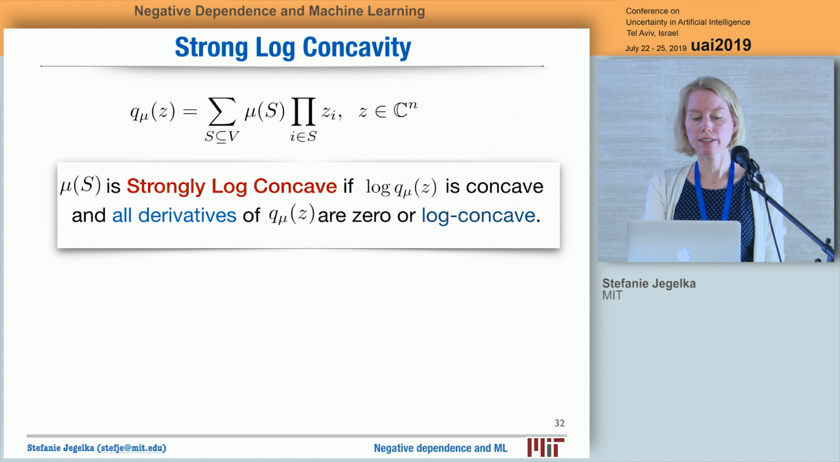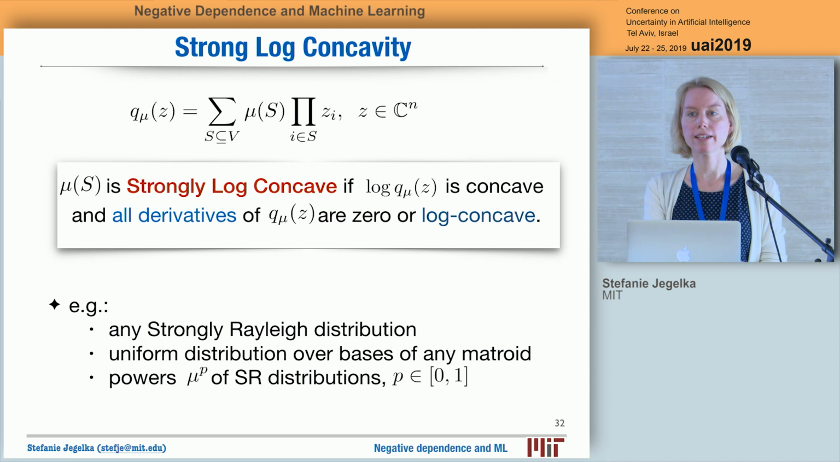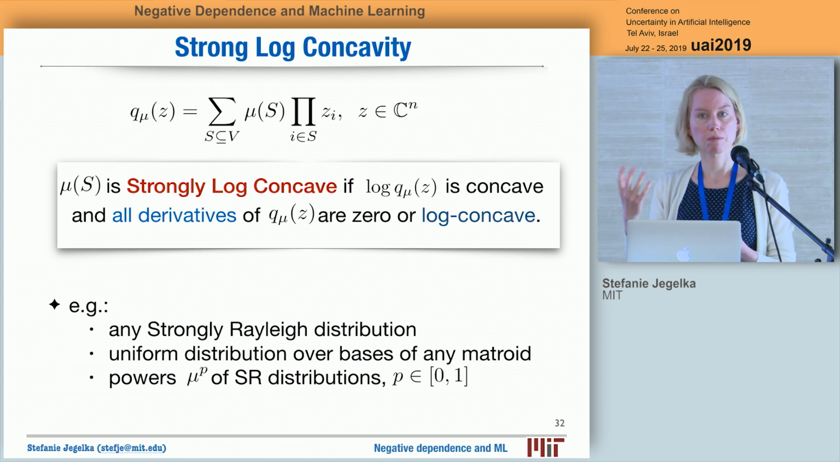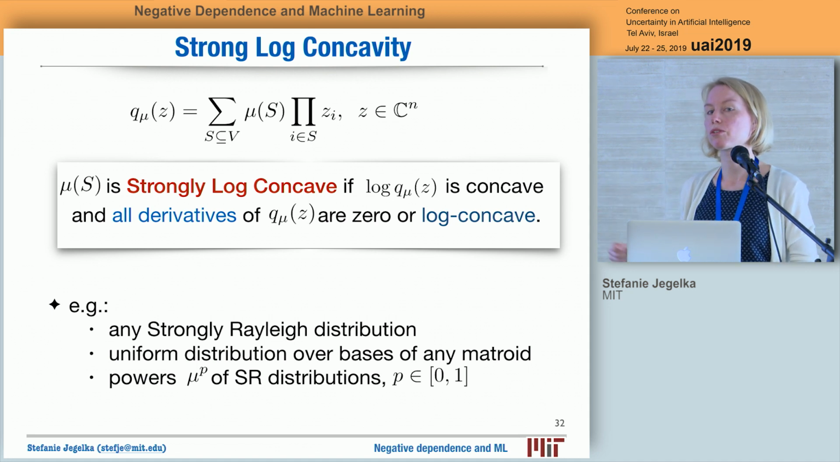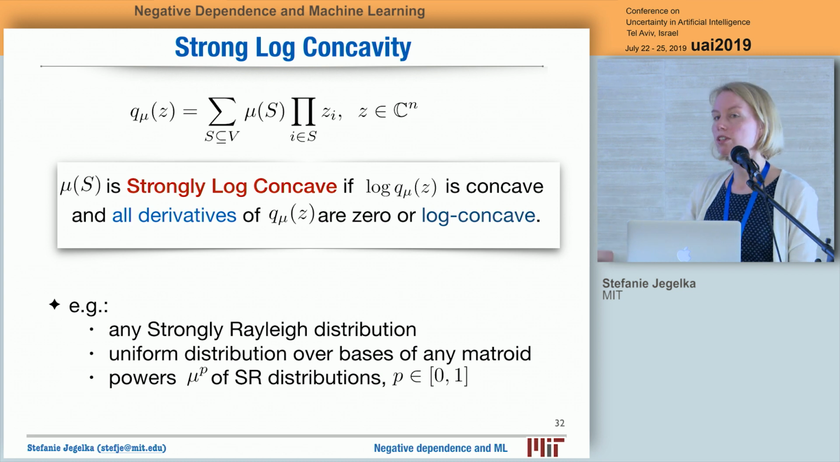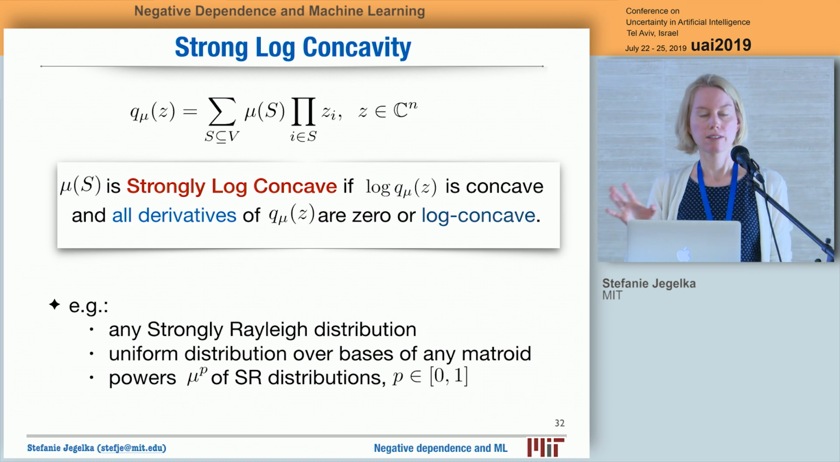So what are examples of these strongly log concave distributions? First of all, it's a generalization of the strong Rayleigh measures I talked about earlier, so any of these also satisfies strong log concavity. Powers of these, for powers between 0 and 1, satisfy this condition. And several other distributions. The most recent results looked at certain classes of combinatorial objects called matroids, and uniform distributions over these combinatorial objects, which answered the long-standing question of whether you can sample from them efficiently, and you can. There are potentially many other examples that are not in here and that are still to be explored.